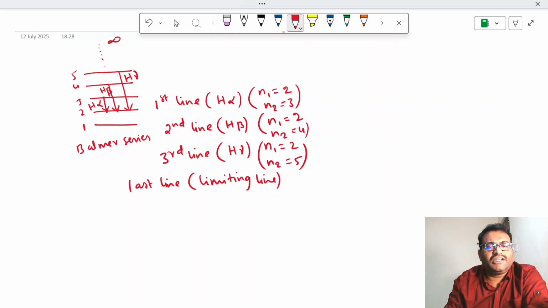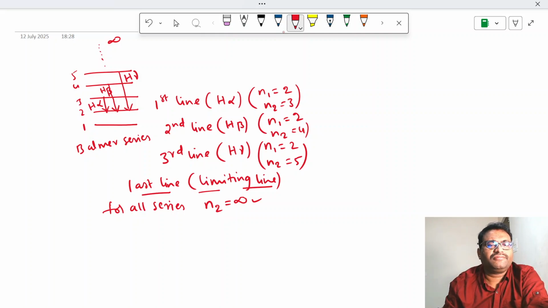What is a limiting line? This applies for all series of spectral lines. The last line means the electron is de-exciting from infinity. n2 will be infinity. That is the last line or limiting line, and this is applicable for every series.